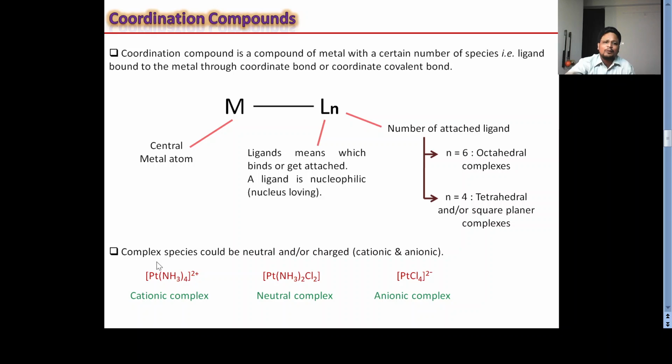Another thing is complex species could be neutral or charged, cationic and anionic. Here we can see from the examples, in this platinum complex, the charge is 2 positive, then it means it is a cationic complex. Here we get the 2 negative charge in this platinum complex, then it is an anionic complex. Here there is no charge, so it would be a neutral complex.